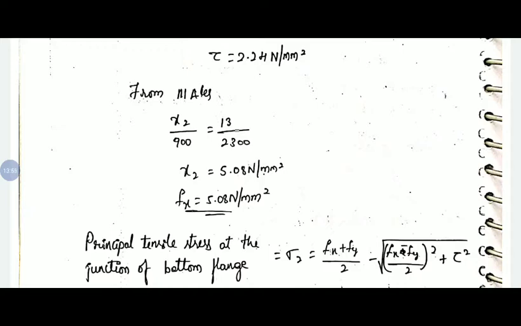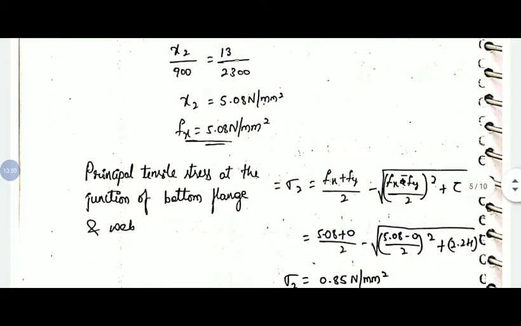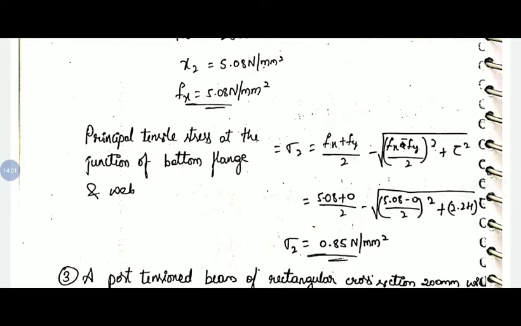So again, principal tensile stress at that junction we need to consider this same equation, but substituting Fx with this value and tau as obtained at that level. So we will get principal tensile stress as 0.85 Newton per mm square.